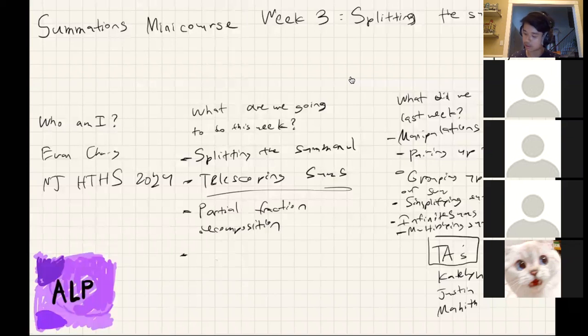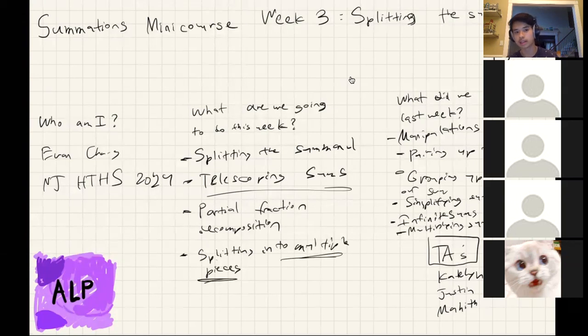And we'll talk a little bit about basically splitting into multiple pieces, because most of the time you're splitting it into 2 parts, but sometimes you'll have to split it into like 3 or 4 or 5 parts, depending on how bashy the question is.